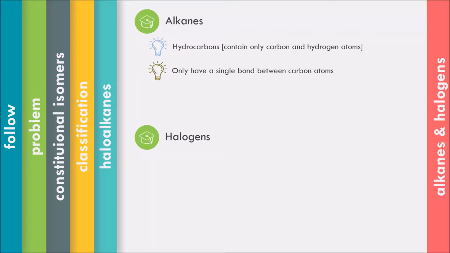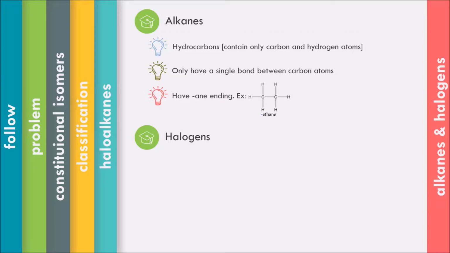There is a single bond between carbon atoms. For nomenclature, there is an "ane" ending. Here is an example. There are 2 carbons and 6 hydrogens. There are no other atoms in the molecule. There is a single bond between carbon and carbon. And for the ending, it's "ane."